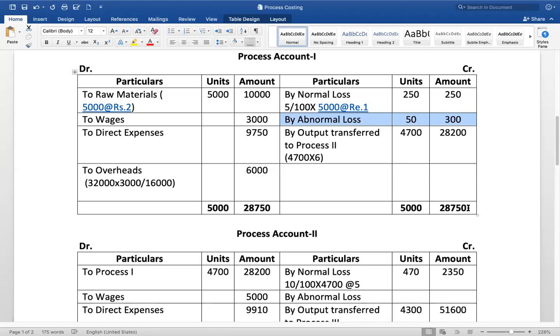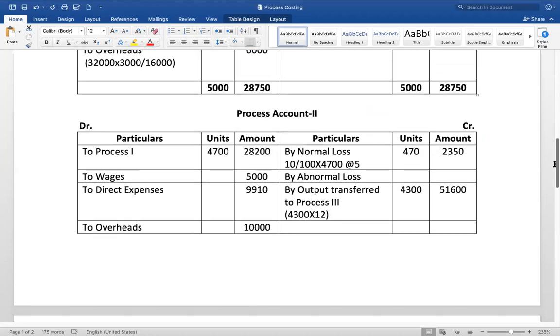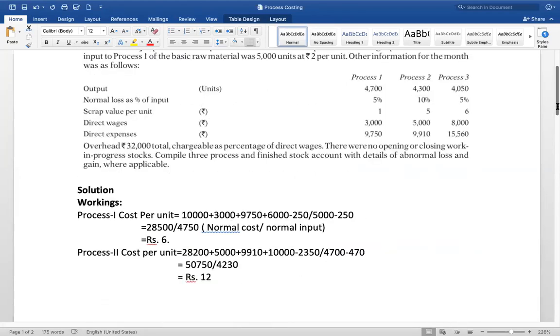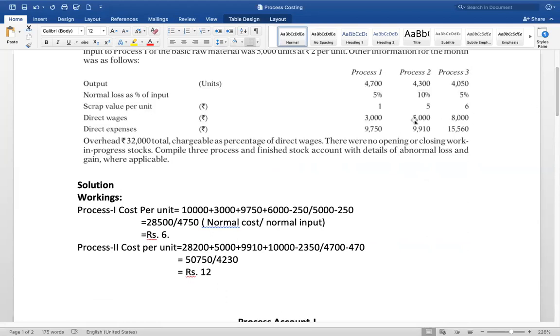Okay, so 28,750, 28,750 transfer, tally. So what you'll do next, you'll take this amount and transfer to process 2 account. We'll go to process 2 account, process 2. And we'll just continue to do the same thing. Direct wages, we take whatever is there in process 2. Expenses, we take whatever belongs to process 2. Overheads, we do just as we did in process 1.